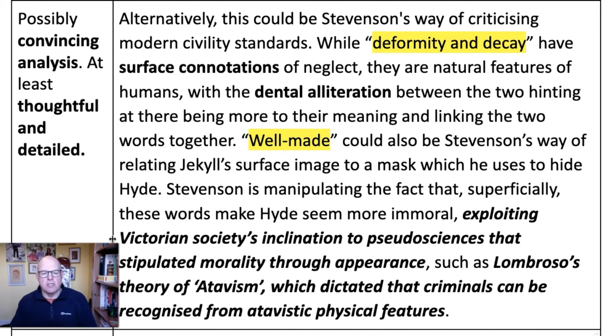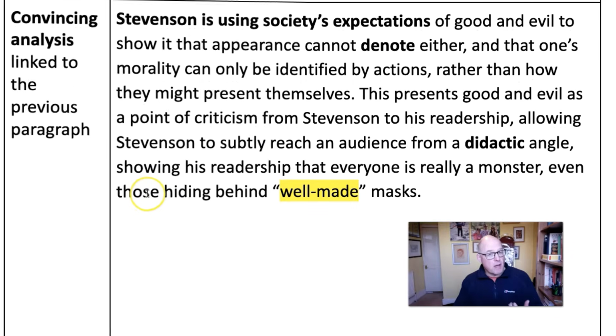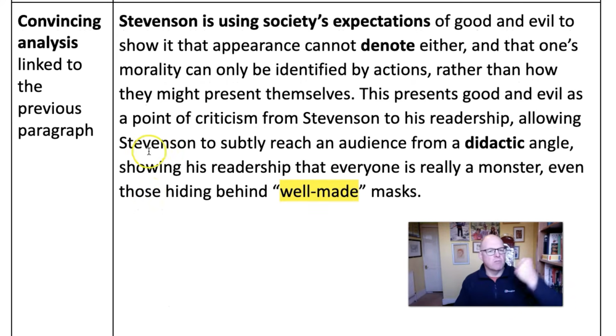Stevenson is manipulating the fact that superficially these words make Hyde seem more immoral, exploiting Victorian society's inclination to pseudosciences that stipulated morality through appearance, such as Lombroso's theory of atavism, which dictated that criminals can be recognised from atavistic physical features. Okay, that's a massive chunk of context. So what? He hasn't yet made a point about why Stevenson is interested in how society views physical appearance in this way. And so in the next paragraph he tells us why, becomes fully convincing.